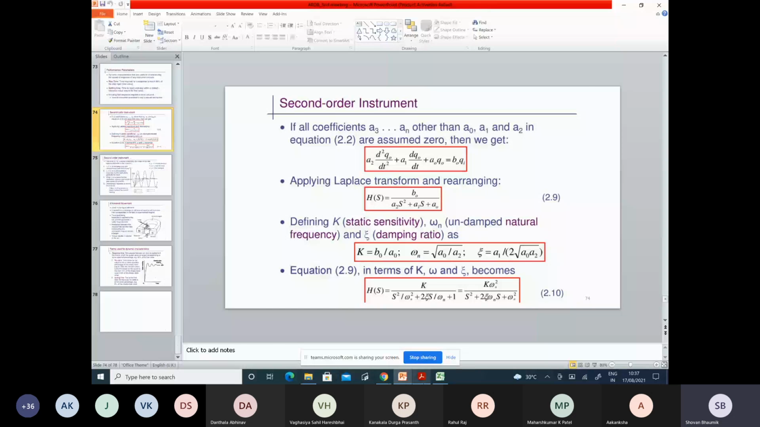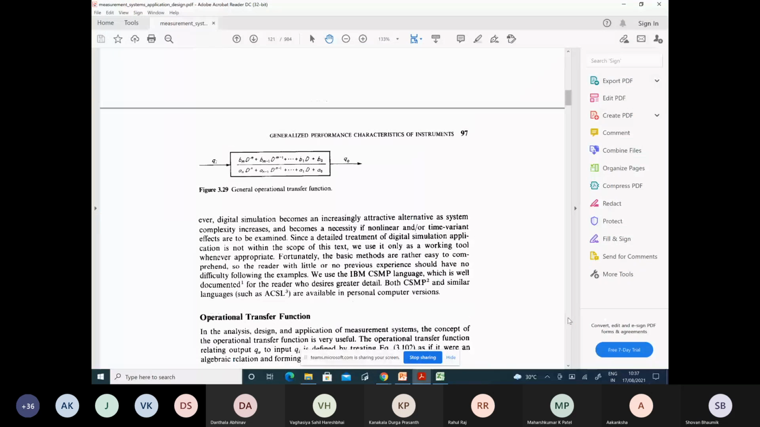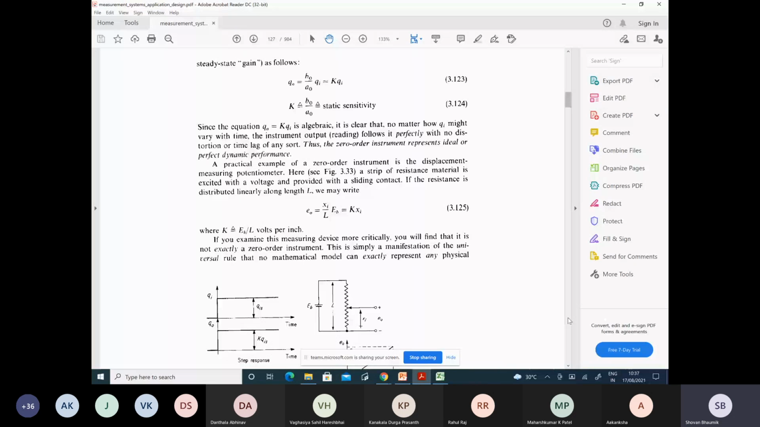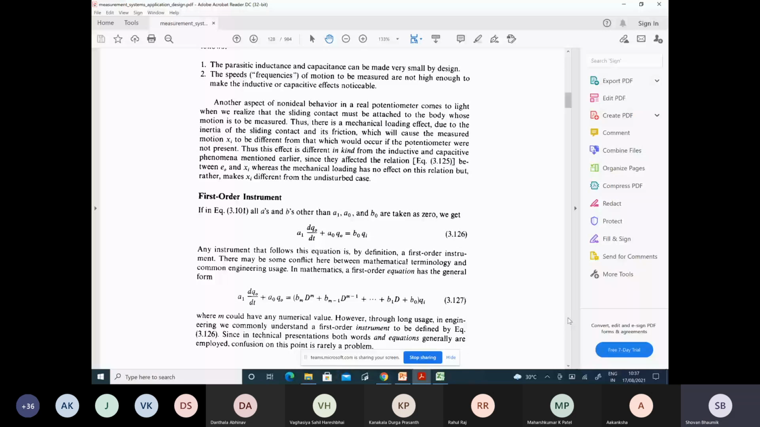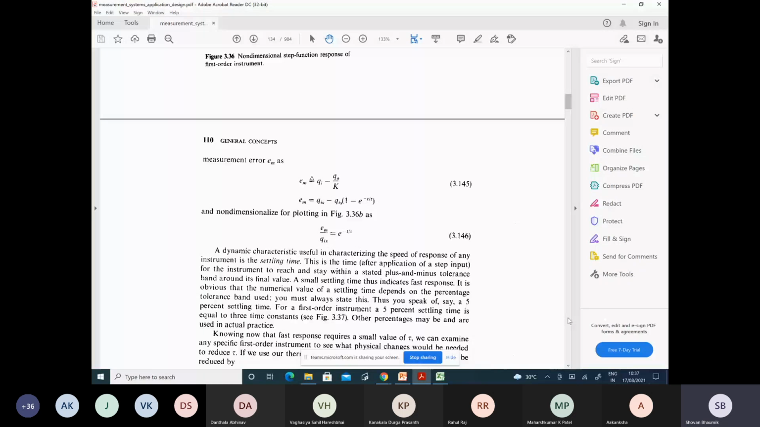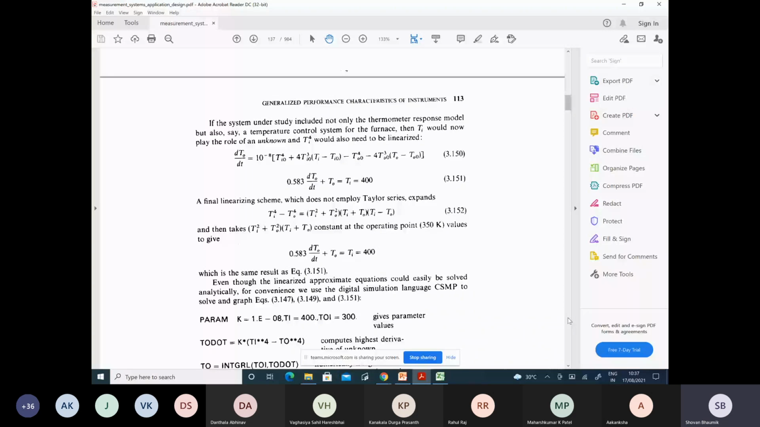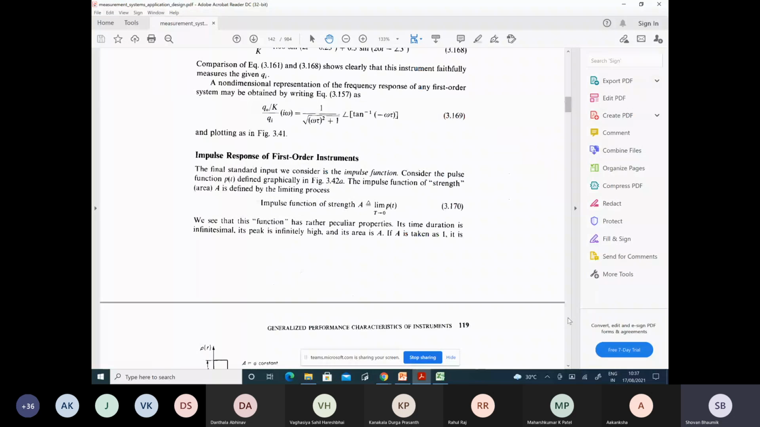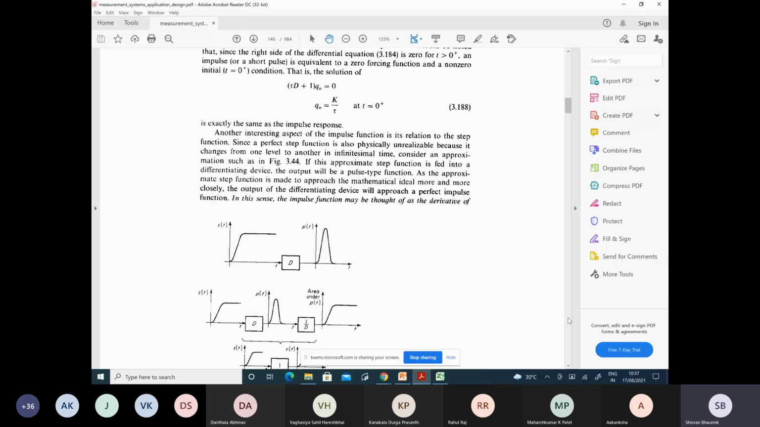Now you can see the book. I am teaching the same things from the book. Zero order instrument is here, same thing. First order instrument, same thing. The step response of a first order instrument I got. Then the ramp response I will cover in the very next class. Very quickly I am trying to see the first order instrument, then the second order instrument. Yes, this is the second order instrument.